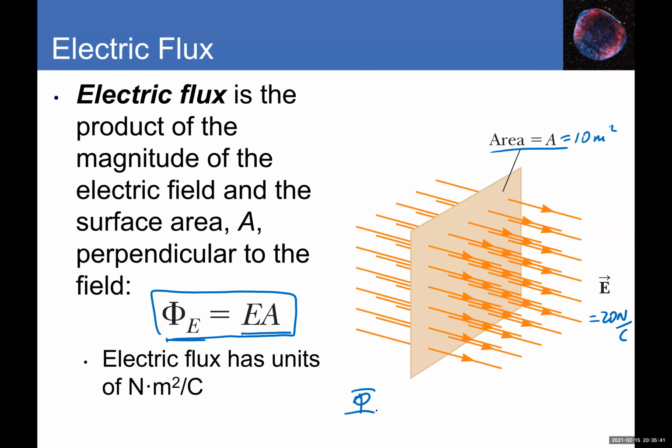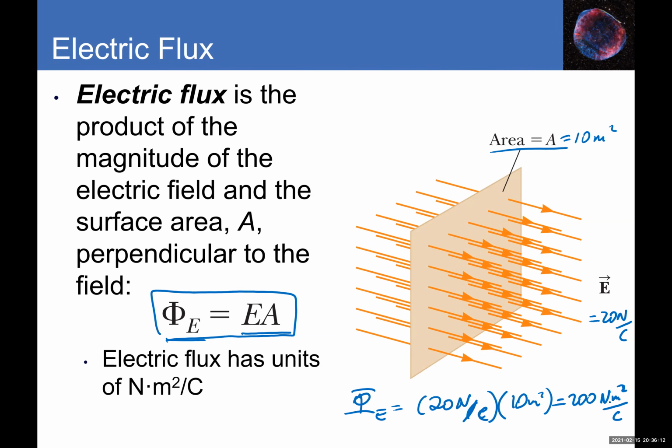Which means that in this case, electric flux is equal to 20 newtons per coulomb times the 10 meters squared for the area. So we just get, let's say, 200 newton meters squared per coulomb. Those are the units for the electric flux. So that means electric flux just represents the field lines going through that area A. And for this particular configuration, the flux calculation is as simple as electric field magnitude times the area.